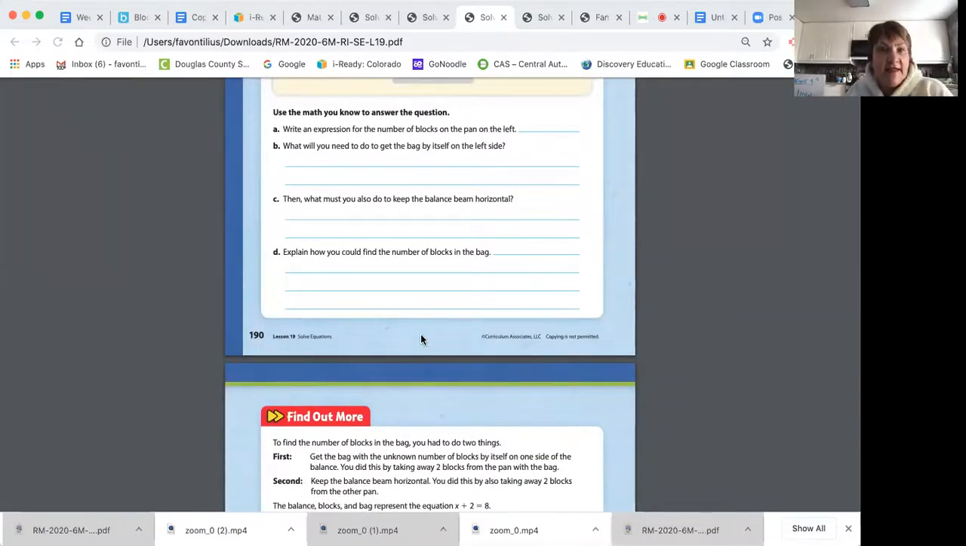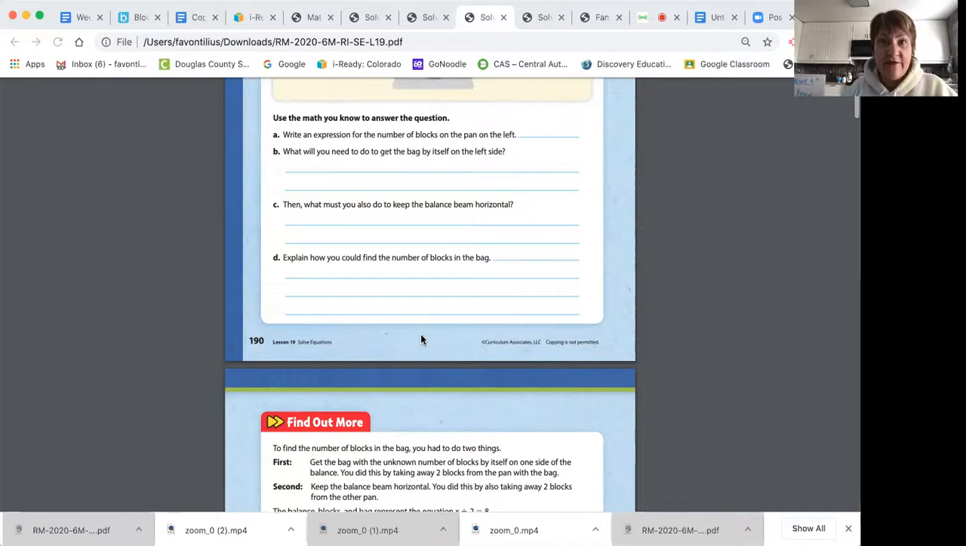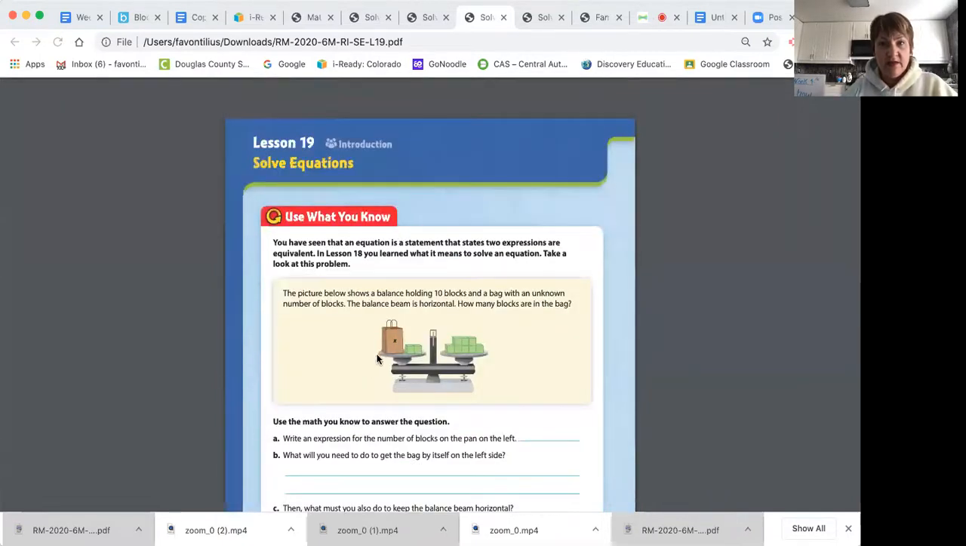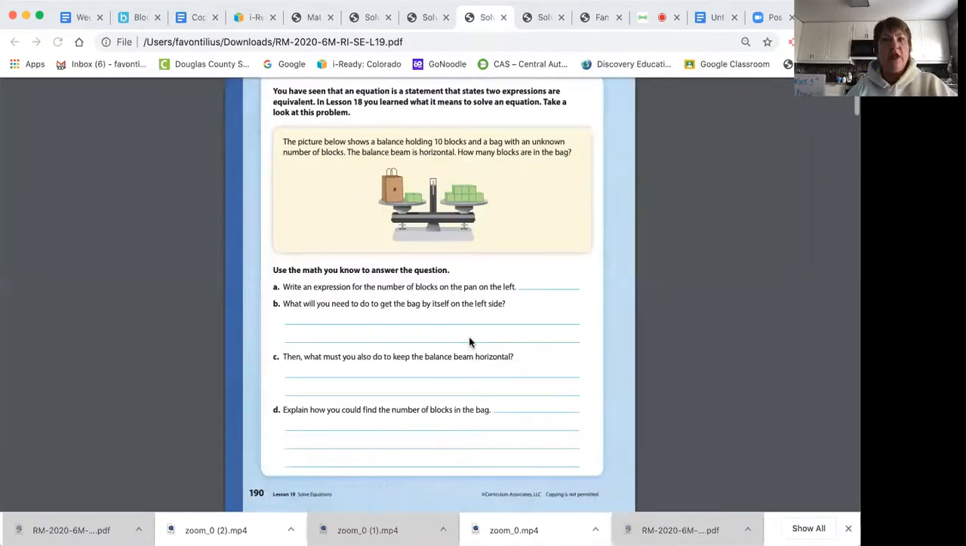Basically, D, explain how you could find the number of blocks in the bag. Well, if you take 2 away from the left side and you take 2 away from the right side, all that's left up here is x, so x must equal, if I take away 2 from here and 2 from here, I get 1, 2, 3, 4, 5, 6. So D must mean x equals 6. All right, we know that.